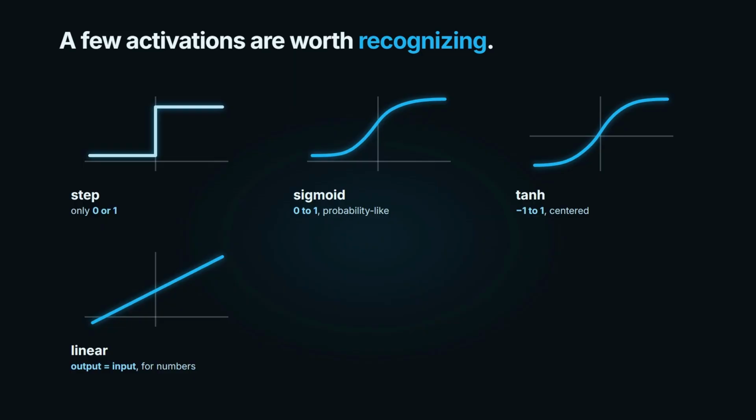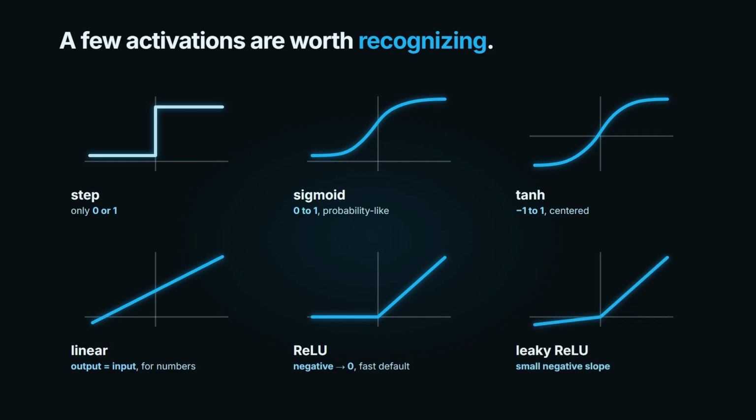ReLU, the rectified linear unit, passes positives straight through and clamps negatives to 0. It is cheap and it dominates modern networks. Leaky ReLU is the same but lets a small trickle through for negatives.